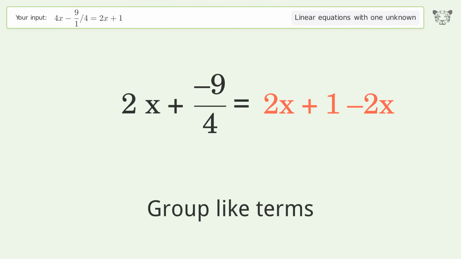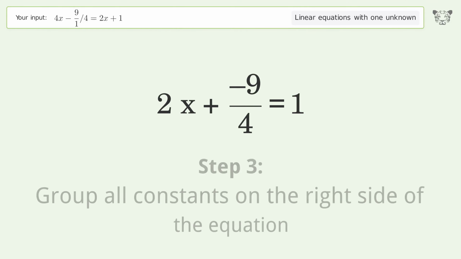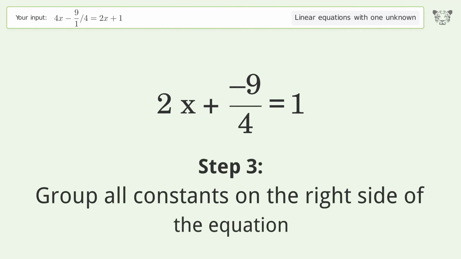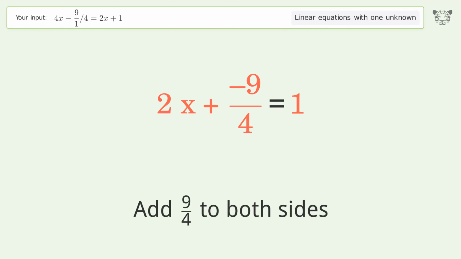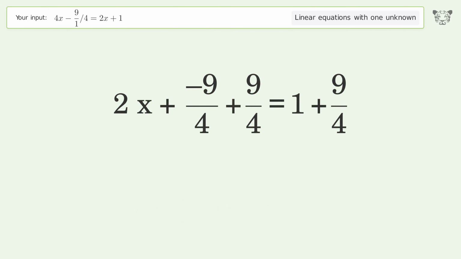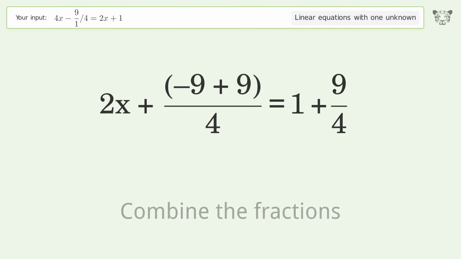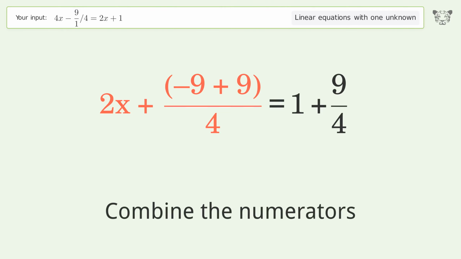Group like terms. Simplify the arithmetic. Group all constants on the right side of the equation. Add 9 over 4 to both sides. Combine the fractions. Combine the numerators.